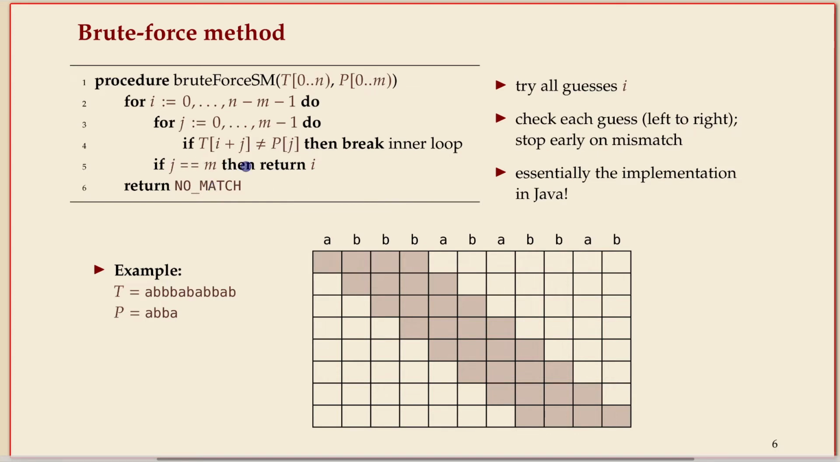And if you ever reach the end of the pattern in the checks, then you have found a match, right? Then you return this position where the match started. Is the algorithm clear? That's as easy as it gets.